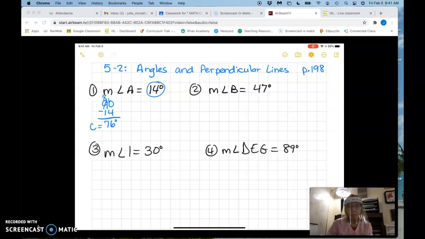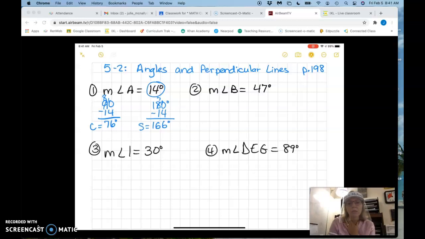And the supplement, how much does a supplementary angle add up to? 180. Remember, straight line. And so then we'll just subtract the 14 from the 180 and see how much is left over. So again, if I subtract, the supplementary angle would be 166 degrees.